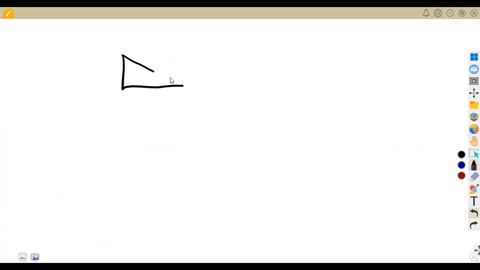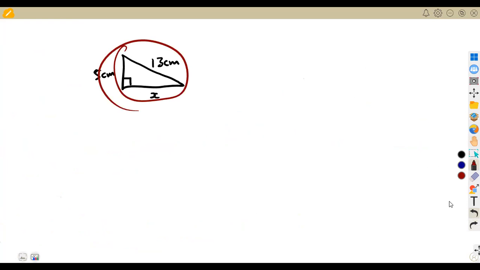Take a consideration that you have a right angle triangle whereby this is 13 centimeters, this is 5 centimeters, and you're asked to find the value of x, which is the unknown value in this case. So this part, what is important, it does not mean that you're going to be given A, B, C, and so on. Even without the letters that are surrounding your triangle, know your formula.